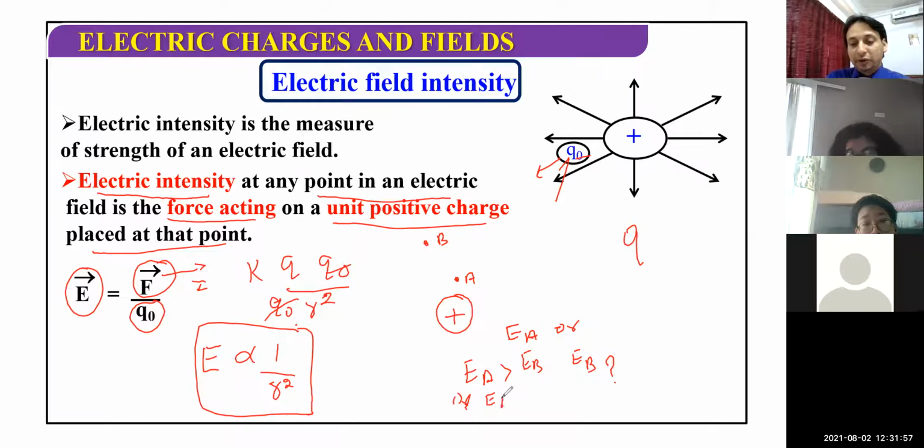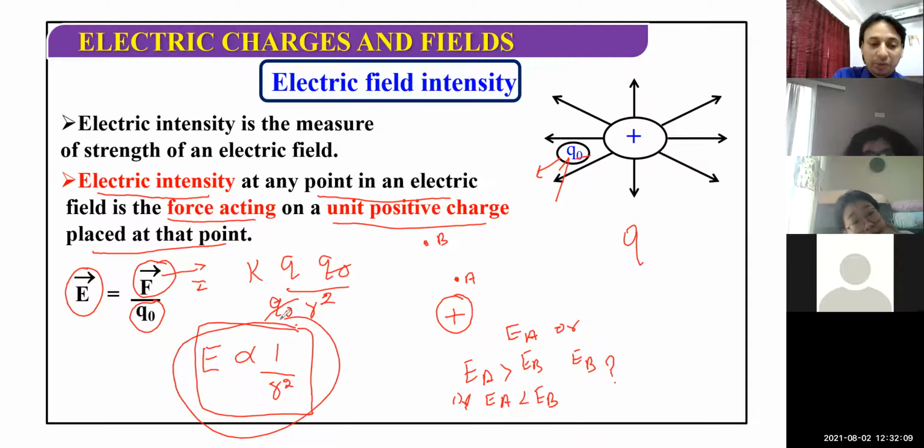Sir, EA is less than EB. EA is greater. EA is greater than EB. Yes, how can you say that the electric field intensity at A will be larger? You can remember this equation, that E is inversely proportional to the square of the distance. Lesser the distance, larger the field. So when we consider the point A, at this point, due to this plus Q charge, the distance is less, so the electric field will be larger.